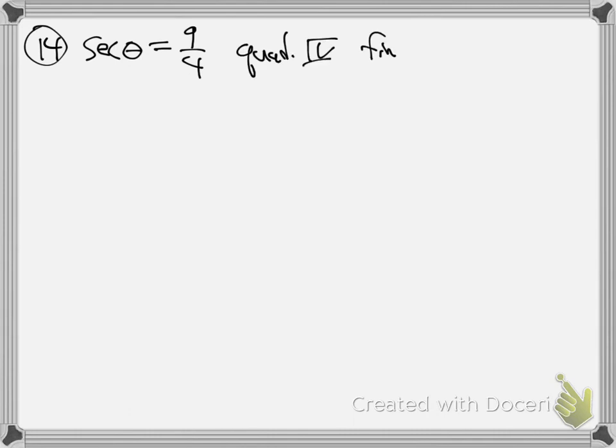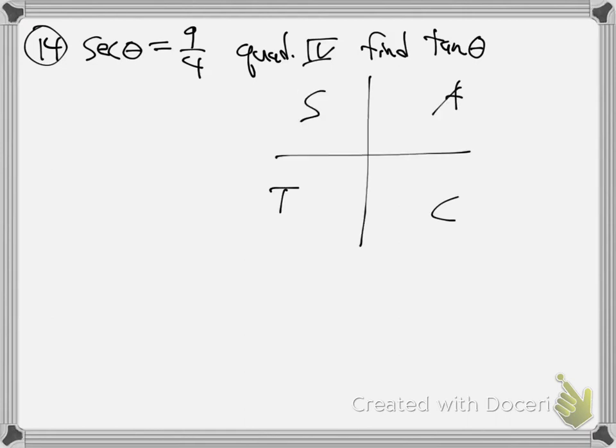Number 14. 3 more to go. Number 14, they're telling me secant theta equals 9/4, and they're in quadrant number 4. And they want me to find tan of theta. Okay. So again, we draw a little system. What quadrant are we in? All students take calculus.